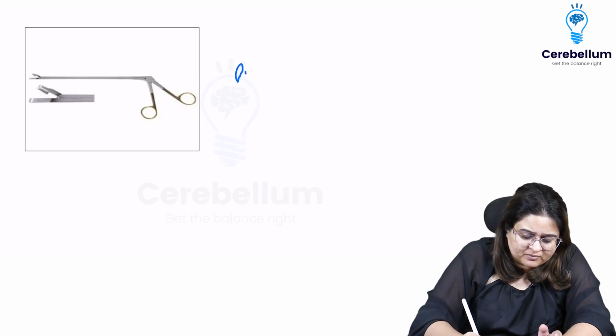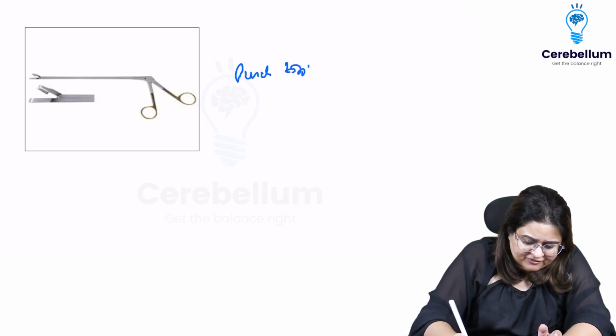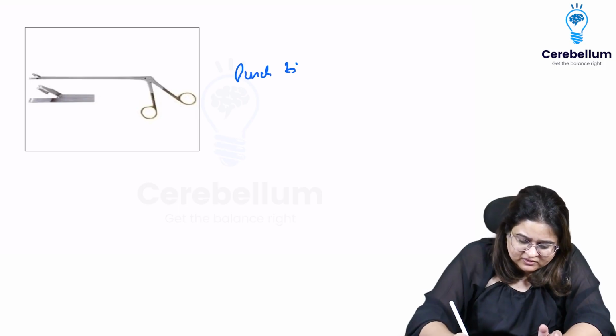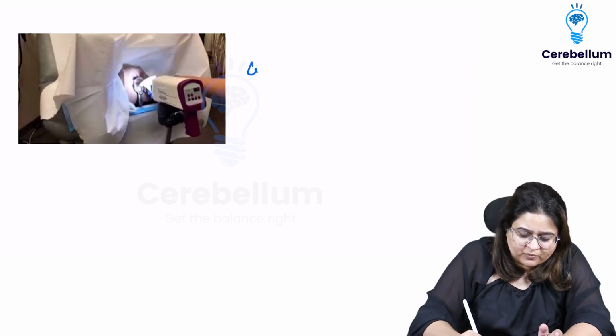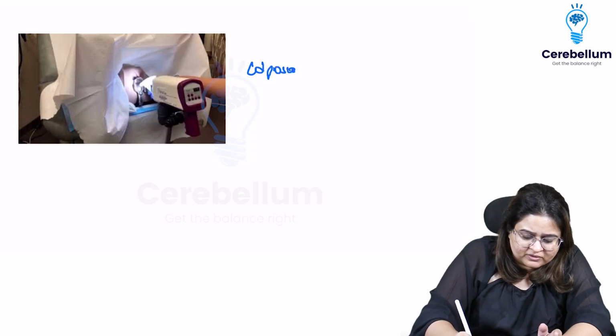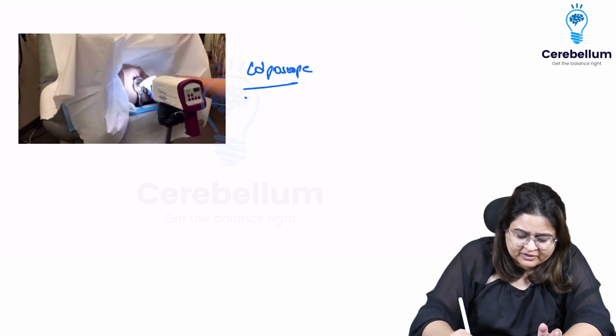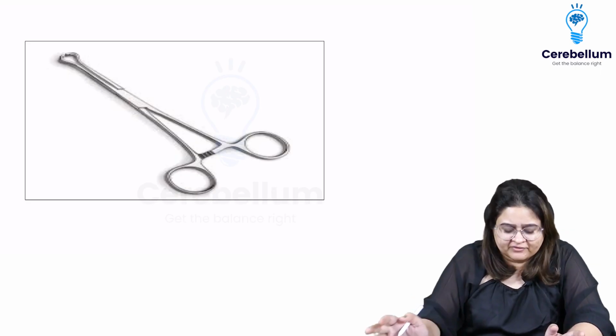This is a punch biopsy forceps. If you have a frank growth on the cervix, you're going to use a punch biopsy forceps. This is a colposcope. So we've already gone through all these. This is a colposcope. It visualizes the cervix under magnification.